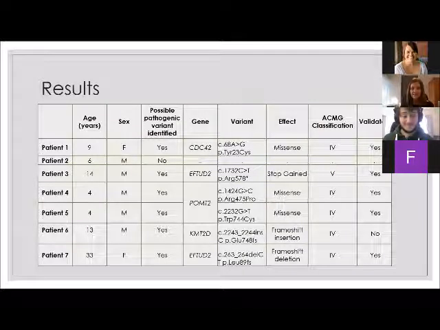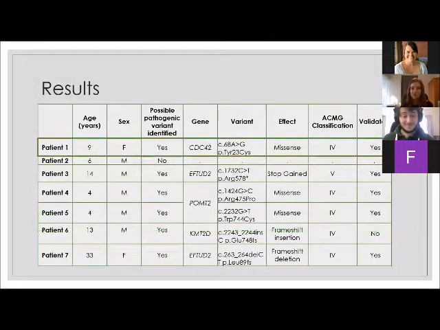So in this project, we identified possible putative disease-causing mutations in 6 of the 7 patients, and were able to validate the variants in 5 of the patients. This investigation identified a patient with Takenouchi-Kosaki syndrome, which to our knowledge is the first reported case in Africa, and this was seen in patient 1 in the CDC42 mutation.